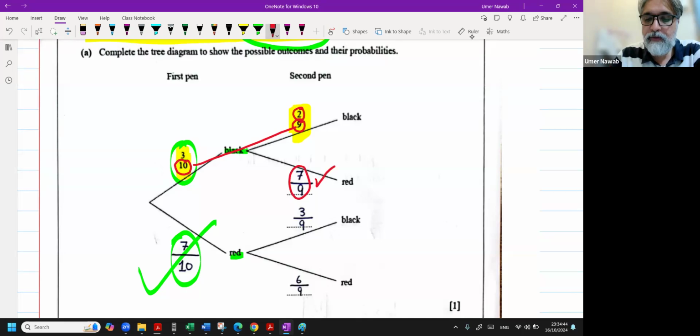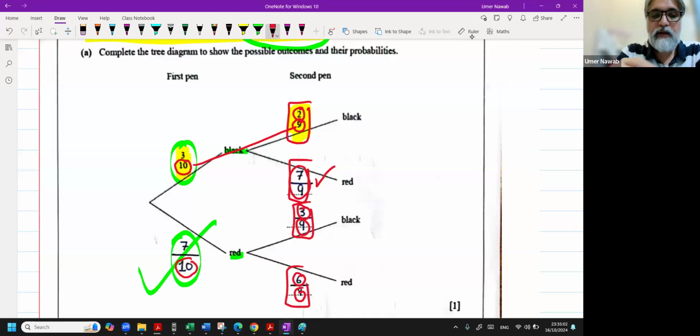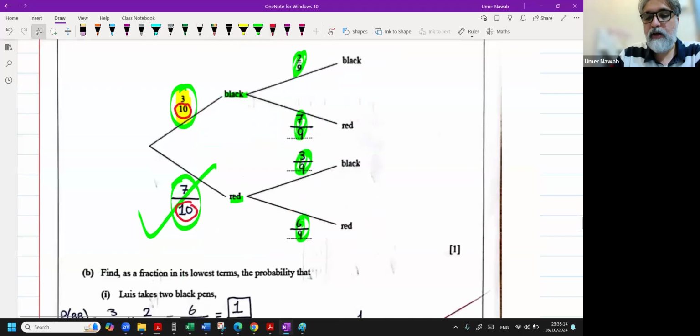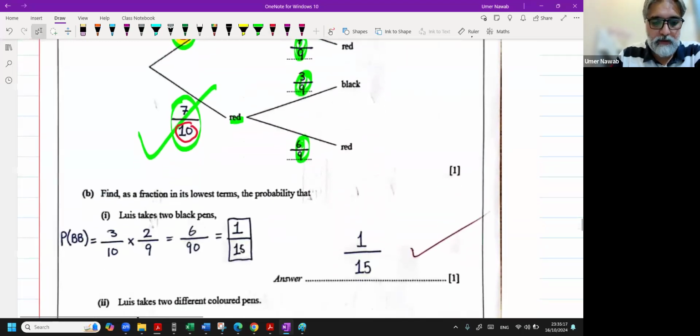This is also done. And then total 10, now becomes 9. So one red is gone, so it became 6. So 9 minus 6 is 3 over 9. If you add all of these probabilities, guys, suppose you add this and this, the answer is 1. If you add this and this, the answer is 1. And so it shows that we are on the right format of probability question.